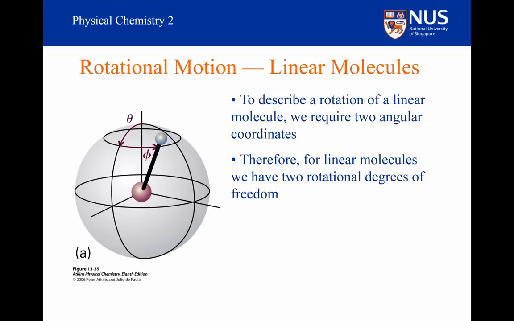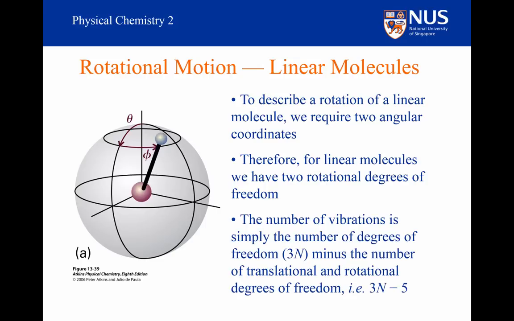This enables us to determine the number of vibrations. The number of vibrations is simply the number of degrees of freedom, which is 3n, minus the number of translational and rotational degrees of freedom. This will be 3n minus 3 for the translations and minus 2 for the rotations. Overall, therefore, a linear molecule has 3n minus 5 vibrations.